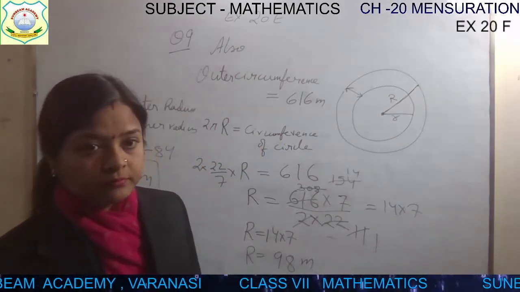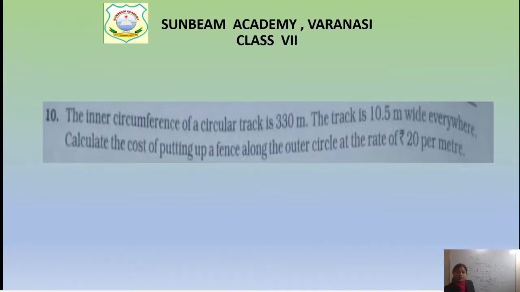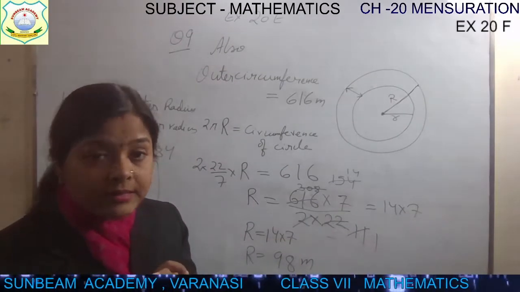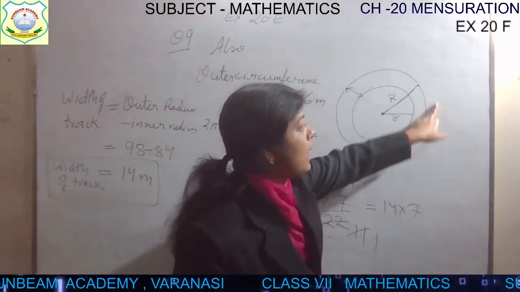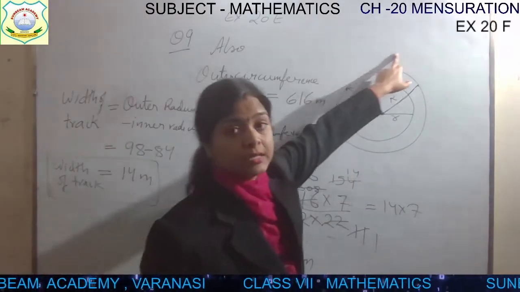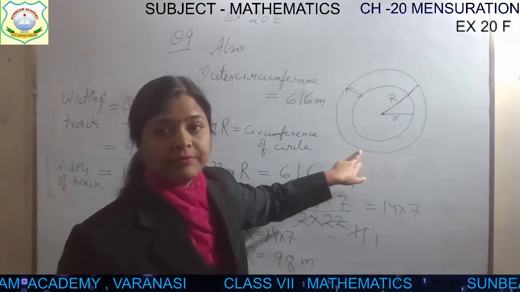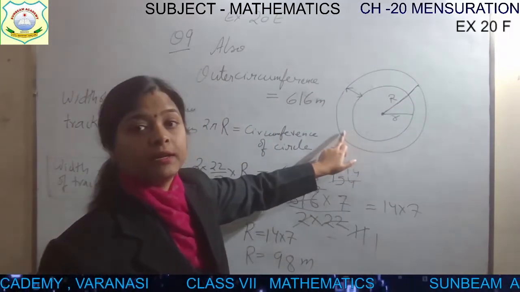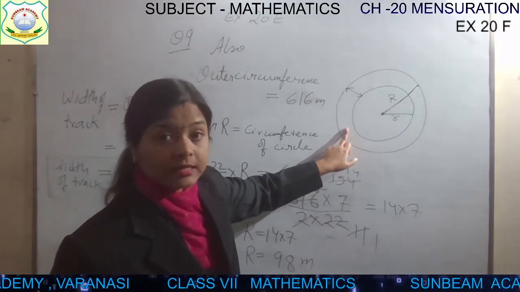Clear? Now calculate the cost of putting up a fence along the circular track at a rate of 20 rupees per meter. हमको एक फेंसिंग करनी है. Where we have to do the fencing? We have to do the fencing on the outer circumference. यहाँ पे फेंसिंग करना है. इसके किनारे किनारे हमको कुछ बाउंड्री वॉल लगाना है. फेंसिंग करनी है बेटा.